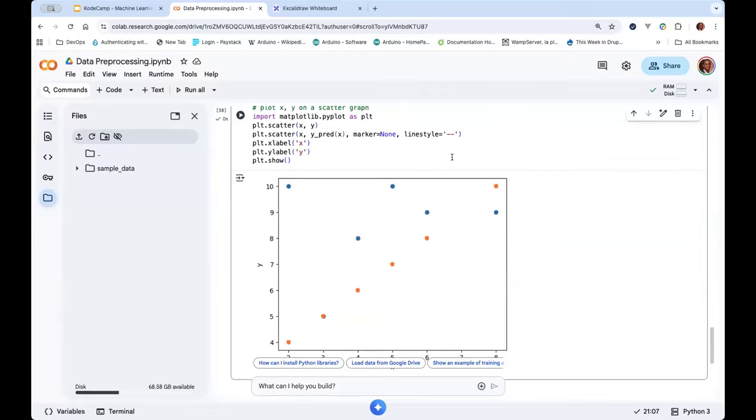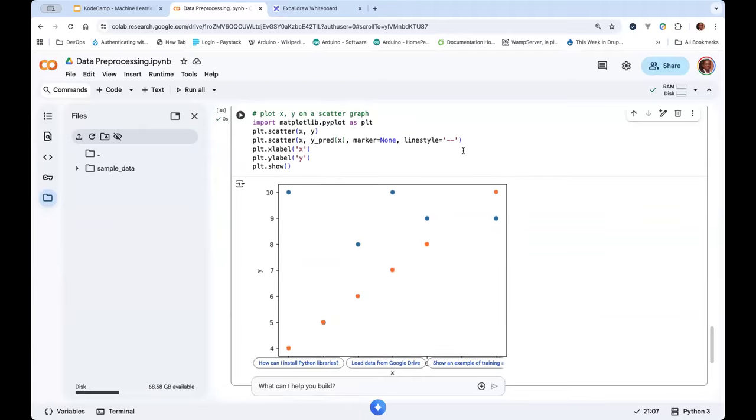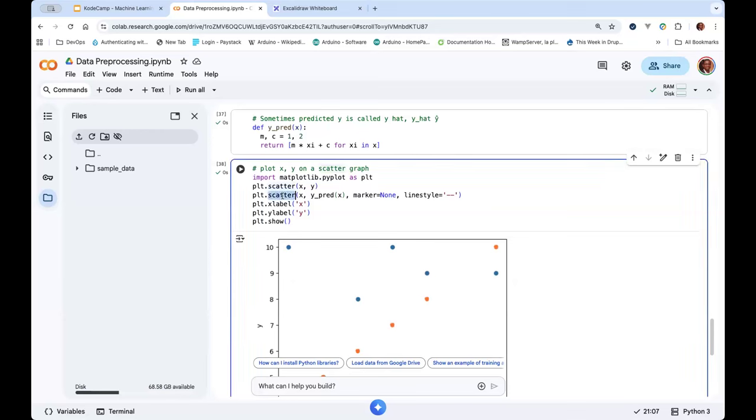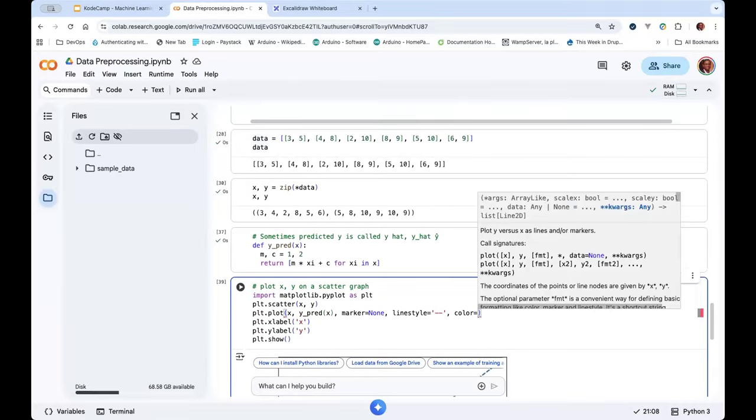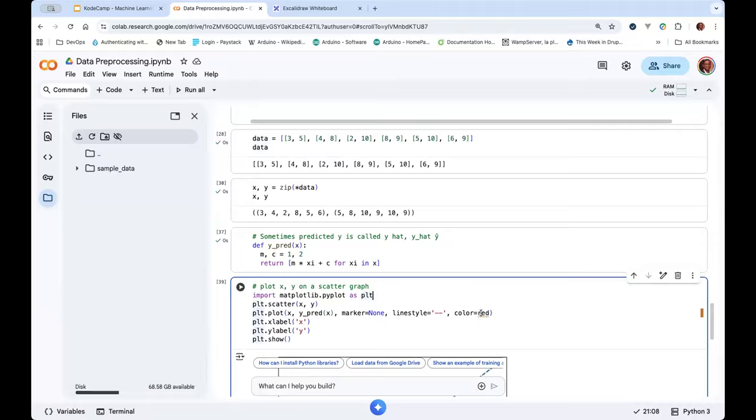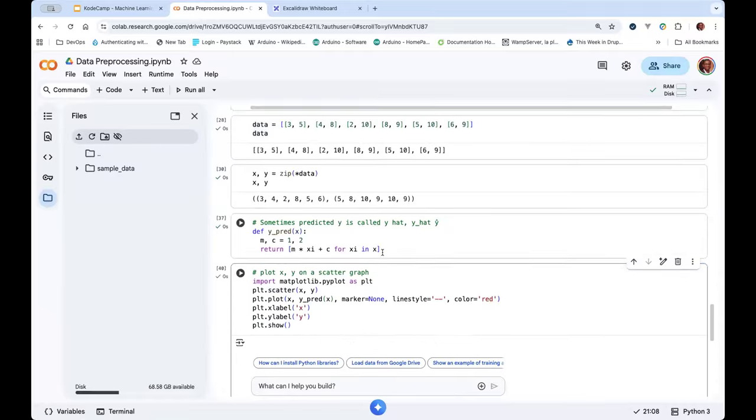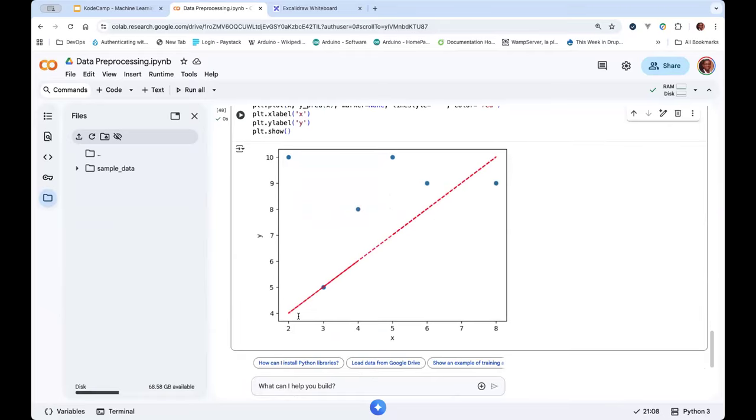Okay, so it's giving me... I need blocked lines, so it shouldn't be scattered. Let's just do plot, right? So it will give me an actual plot instead of a scatter diagram. Color is red. I can just do red. I think it knows red this way, even though putting it in quotes is probably better. Okay, so we run this. Okay, so we now have a line, right?